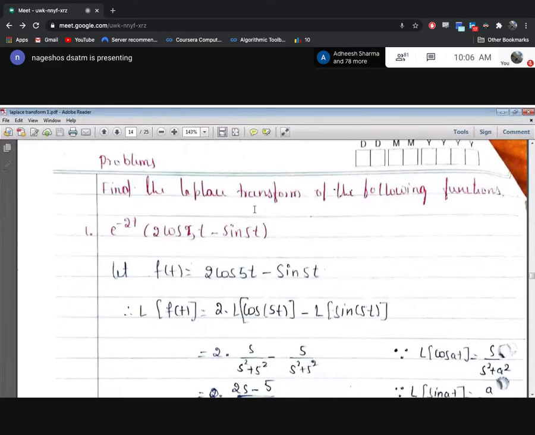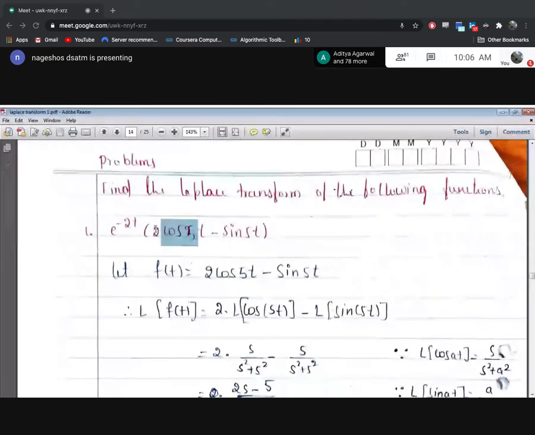So first thing is, take this one which doesn't have e power at. Take that as f of t. Take 2 cos 5t minus sin 5t as f of t. First find the Laplace transform of this. The Laplace transform of this is 2 times the Laplace transform of cos 5t minus the Laplace transform of sin 5t.